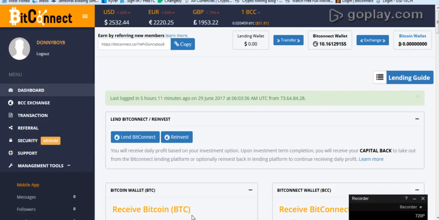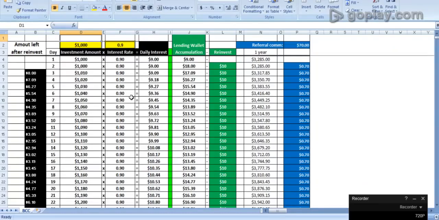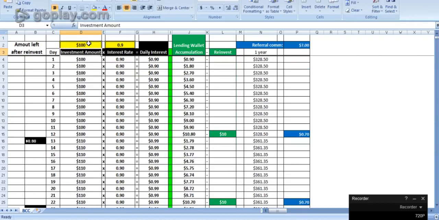Yesterday, I found this spreadsheet and I saw some other people using it, so I thought it was really interesting. So I went ahead and made one for myself. What it will basically show is, in this block you put in your initial loan amount. For BitConnect, as you may or may not know, the minimum amount you can loan is $100.